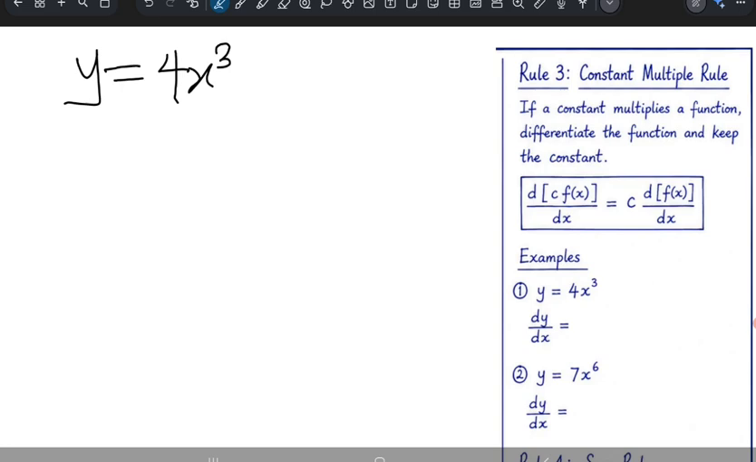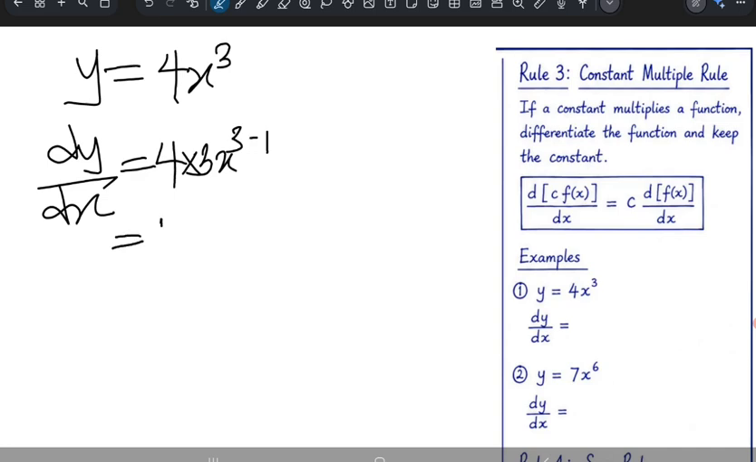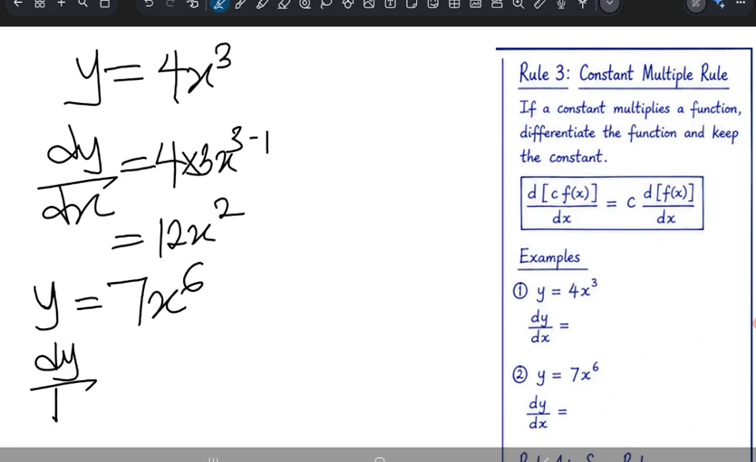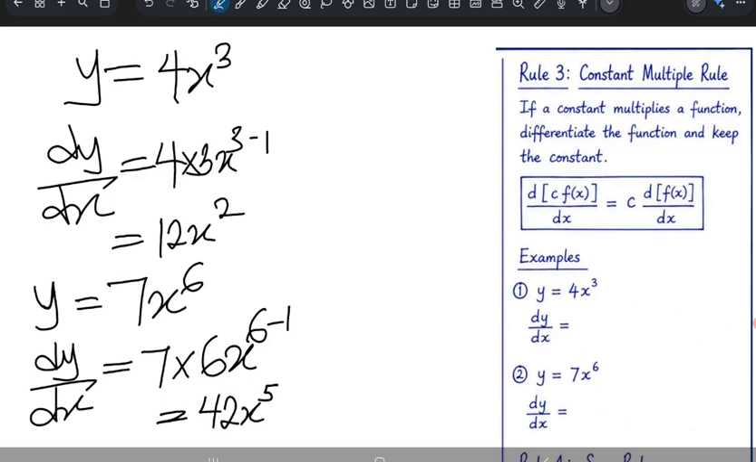So therefore, we have dy/dx is equal to 4, which stays, multiplied by 3x to the power 3 minus 1, which is equal to 12x raised to power 2. So that is the answer for that. Example 2: y is equal to 7x raised to power 6. dy/dx is equal to 7 multiplied by the 6 coming down, x to the power 6 minus 1, which will give us 42x raised to power 5.